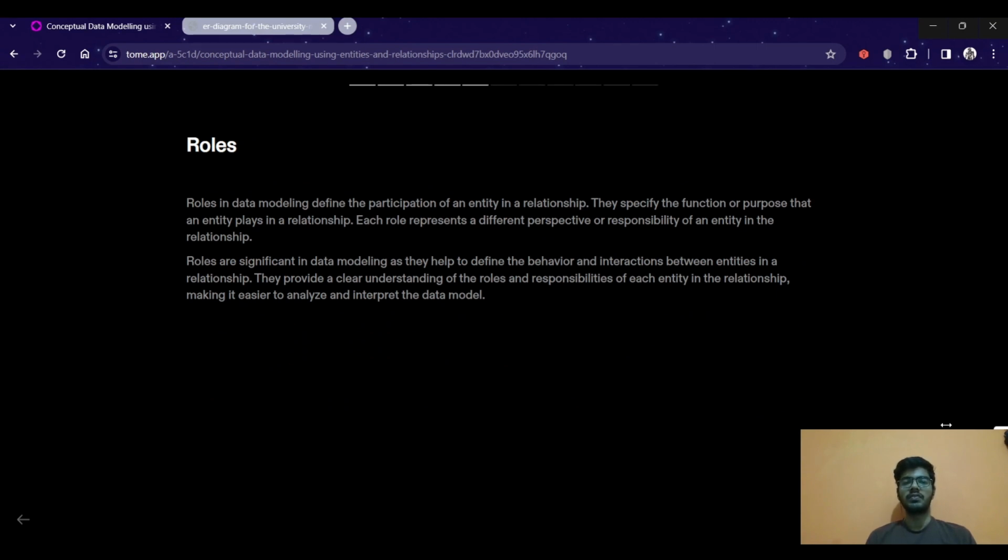Roles. Roles in data modeling define the participation of an entity in a relationship. They specify the function or purpose that the entity plays in a relationship. Each role represents a different perspective or responsibility of an entity in the relationship. Roles are significant in data modeling as they help to define the behavior and interaction between entities in a relationship. They provide a clear understanding of the role and responsibilities of each entity in a relationship, making it easier to analyze and interpret the data model.